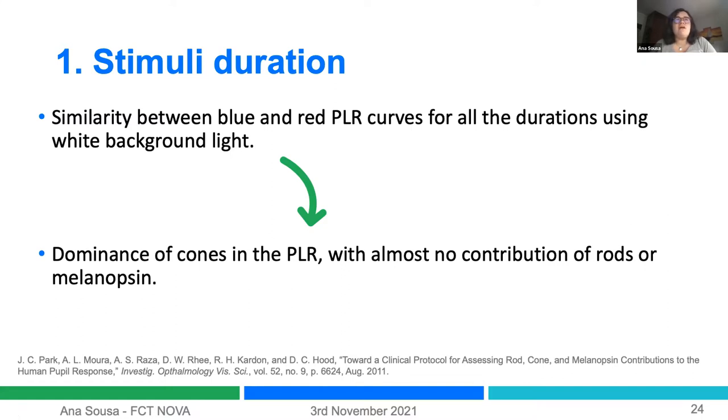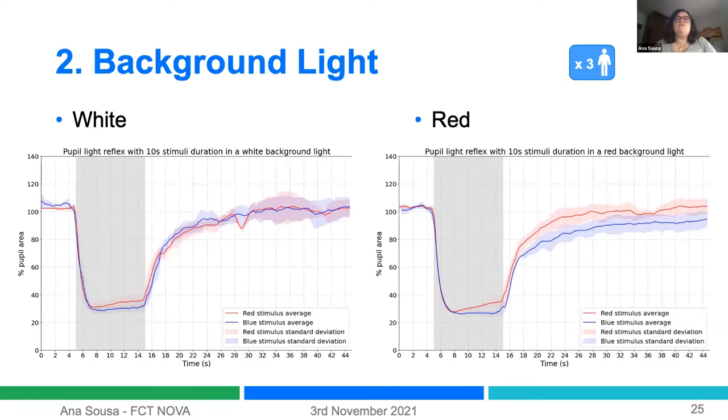So we tested with the red background, and with that we only did it for 10 seconds stimuli. And we can see here in the left, the graphic for the white background, and in the right, the graphic for the red background. And we can see a small difference between the curves and the slower and sustained response for the blue light, which is closer to what we see in the literature. But we only did it with 3 persons, so we need to increase our sample data. But it can be an indicator of a good way to proceed in this study.